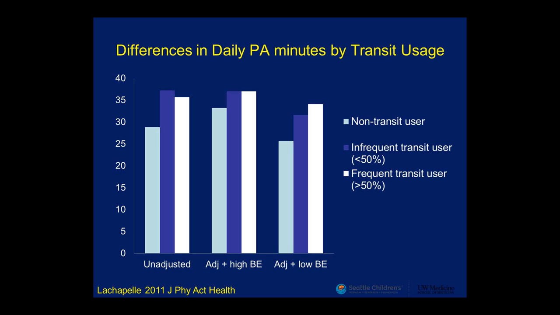And in fact, if we split up this sample into folks that live in good built environments for walkability and poor built environments or low built environments for walkability, we still find a difference between transit users and non-transit users, in that transit users were getting more daily physical activity overall than non-transit users.